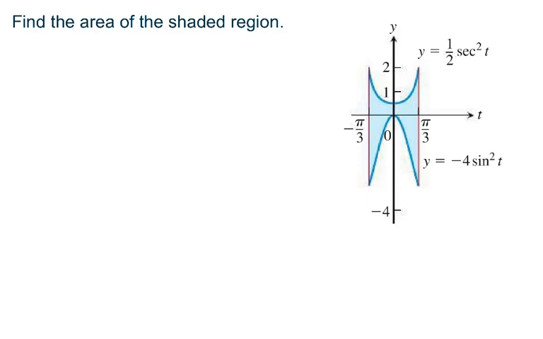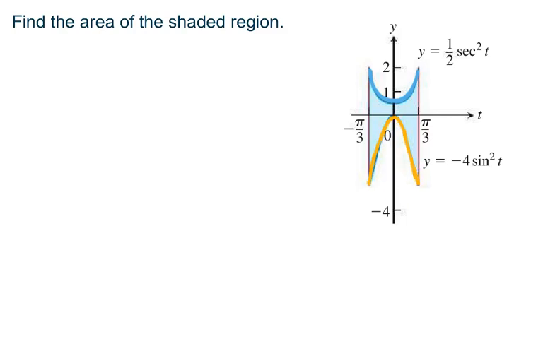We're going to find the area of the shaded region. So what we can see looking at this picture, we have a function bounding on the top. That would be 1/2 secant squared t. You see it right here. And then we have a function bounding on the bottom. That is -4 sine squared of t.